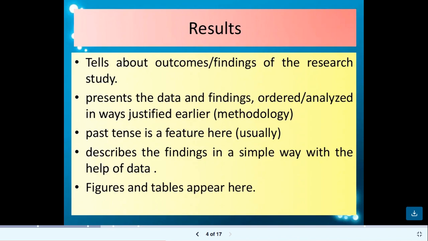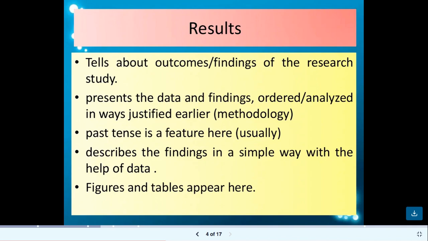And then the result tells about outcomes or findings of the research study. This is clear. It presents the data and findings, ordered or analyzed in ways justified earlier based on your methodology. You use past tense here, and mostly describe the findings in a simple way with the help of data. Why do we have to make it simple? Because it can help your reader easily understand the content of your paper.